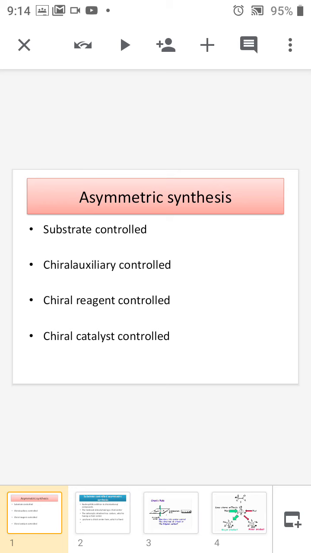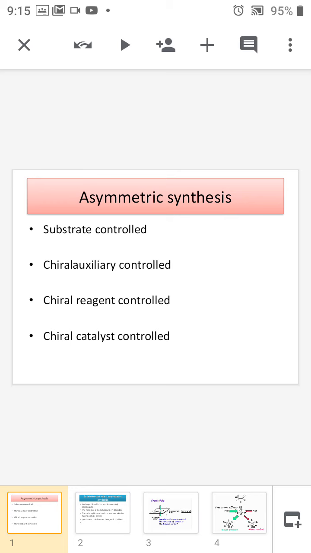So first one is substrate controlled, in which the starting material is optically active. Second one is chiral auxiliary controlled. That means the starting material may not be an optically active compound and it is a very small molecule. So we are externally connecting an optically active bulky compound to the starting material and doing the asymmetric synthesis. After the asymmetric synthesis we will remove this optically active bulky compound, and the product is regenerated.